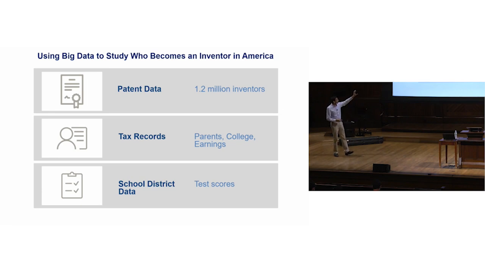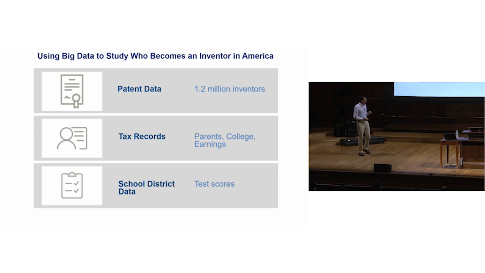Okay, the second data source we're going to use is one we've talked about several times in this class, which is tax records. We see information about people's parents, which college they went to, how much they're earning, things like that. Importantly, we can link the patent data to the tax data. So we're able to take the patent data, which is publicly available, into the Treasury and link it internally by name and other identifying information to people's tax records. So that's crucial, because you can now understand the full lives of people who are inventing at a given point in time. You can see where they grew up, who their parents were, things like that.